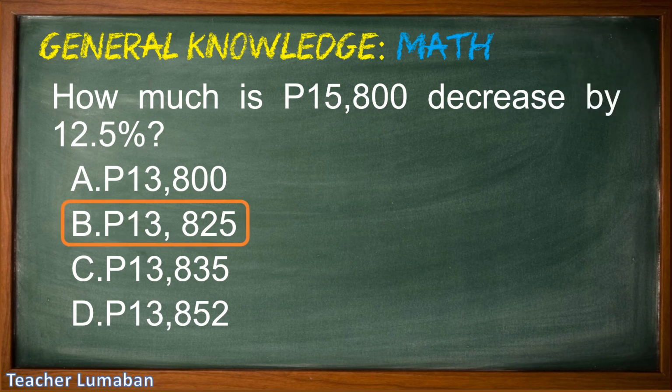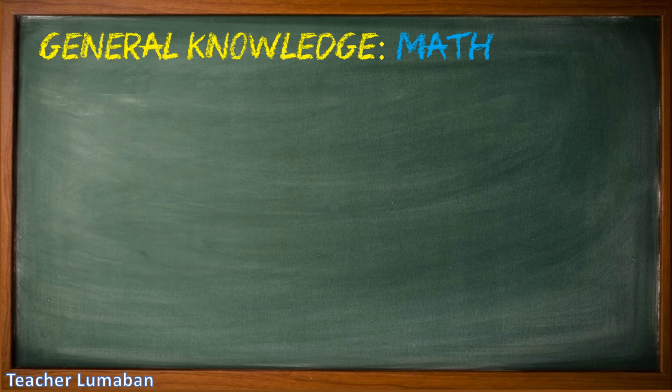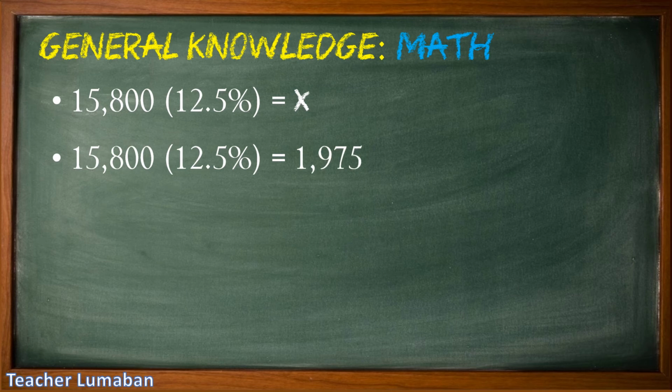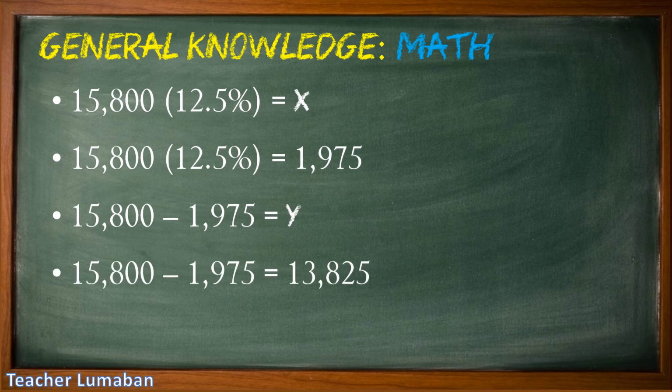The correct answer is letter B, 13,825 pesos. 15,800 multiplied by 12.5% equals X. 15,800 multiplied by 12.5% equals 1975. 15,800 minus 1975 equals Y. 15,800 minus 1975 equals 13,825. Answer: 13,825.